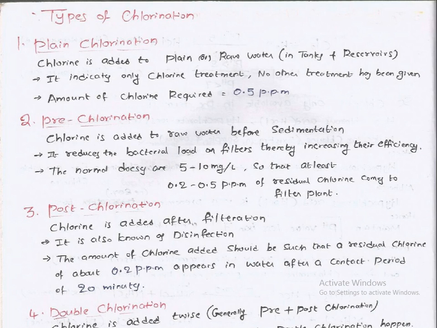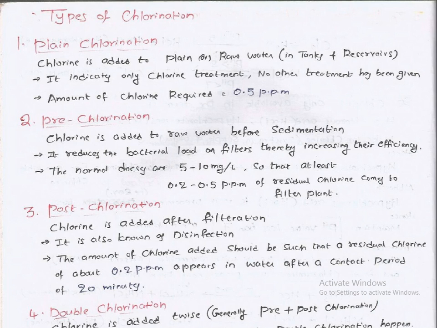Pre-chlorination: chlorine is added to raw water before sedimentation. It reduces the bacterial load on filters, thereby increasing their efficiency. The normal dose is 5 to 10 milligrams per liter, so that at least 0.2 to 0.5 parts per million of residual chlorine comes to the filter plant.